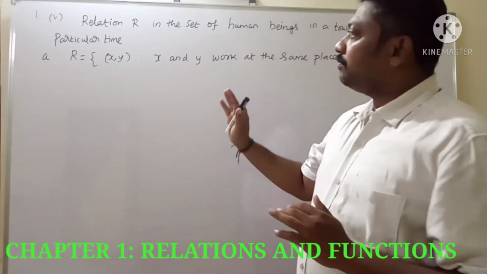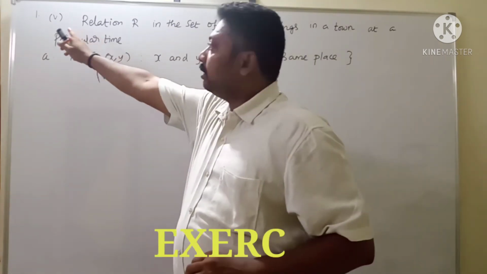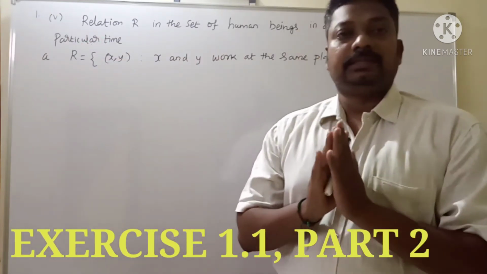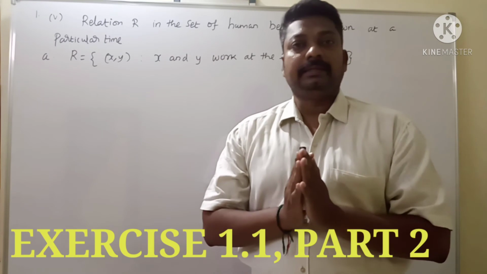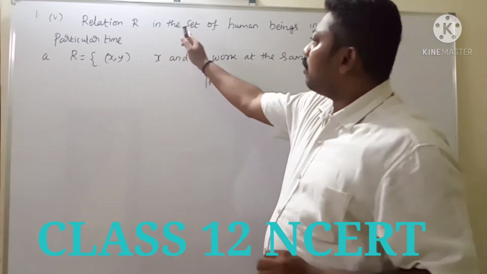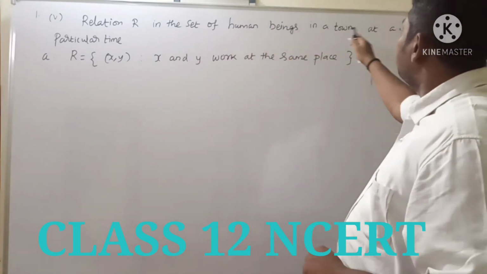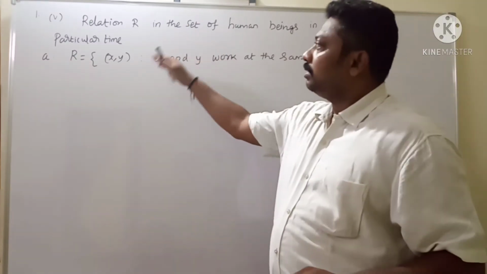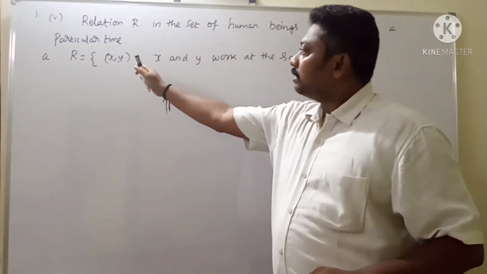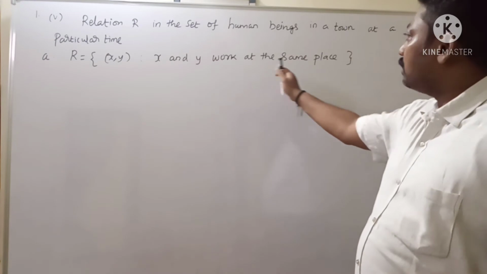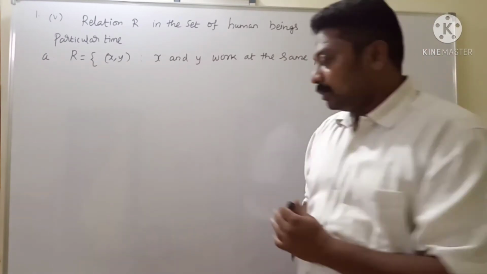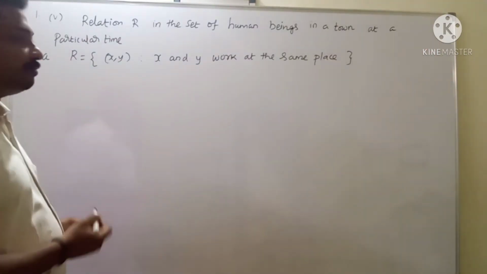So today we continue with the fifth round in the first part of exercise 1.1, class 12 NCERT. The relation R in the set of human beings in a town at a particular time is given: x comma y such that x and y work at the same place. So let's check for reflexive first.